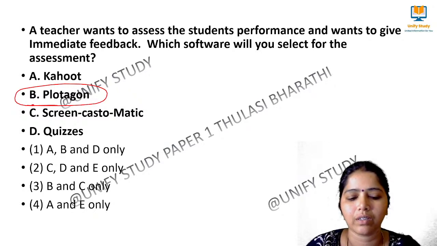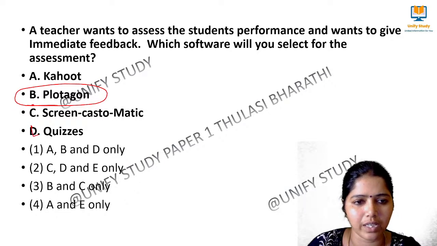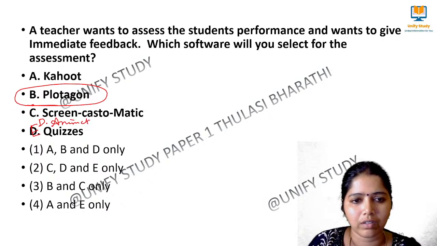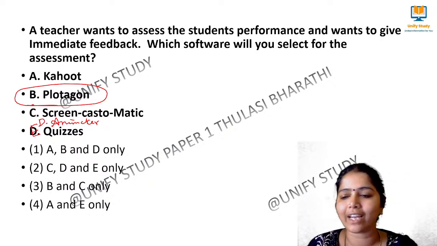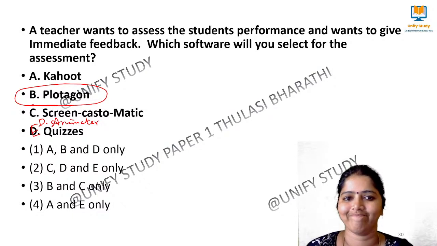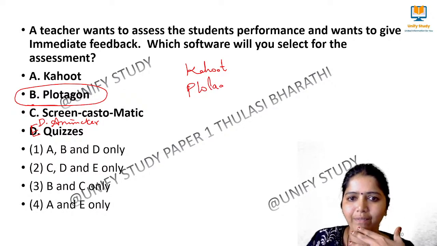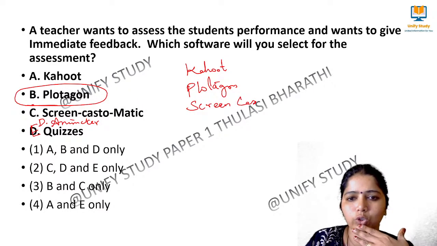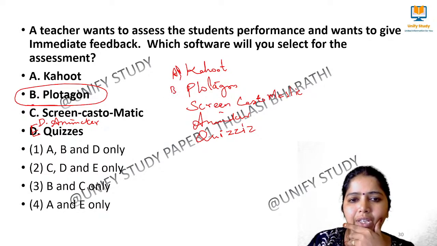One option is missing. One minute. Wait. No one told me that. Okay. Add this one. This is E. D, we have Animaker. Now tell me the answer. We have Kahoot, Plotagon, Screencast-O-Matic, then we have Animaker, and then we have Quiz. Which one will come? A, B, C, D, E.